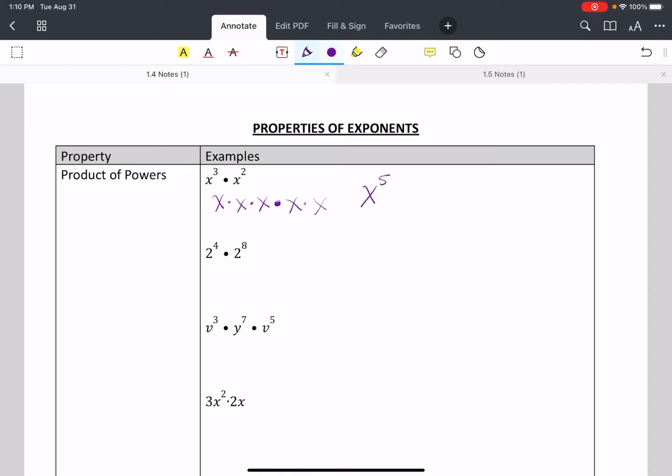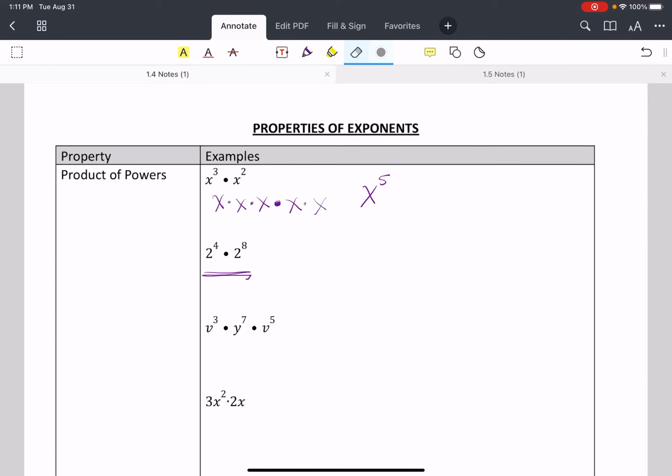But the point is, can we come up with a rule so that I don't have to write it all out every single time? Could I figure out a way to answer this question without having to write out the 2 all the times? Anyone think they know? Yeah. Could you just add the 4 and the 8? Absolutely. That is our first property.